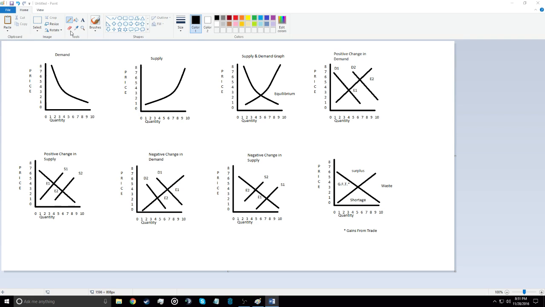There's a lot of things that affect demand, such as consumer income, tastes, consumer expectations, cost of substitute products. There's a couple others, but they all contribute to a change in demand.